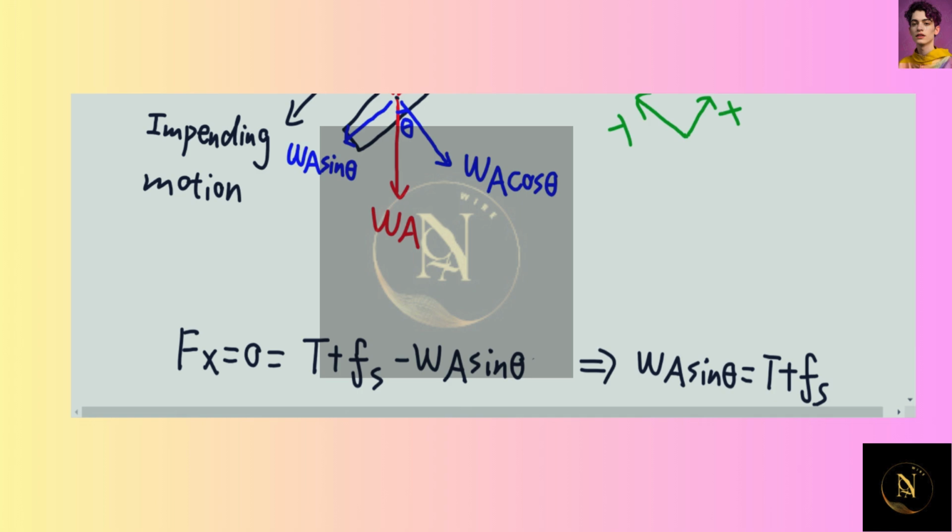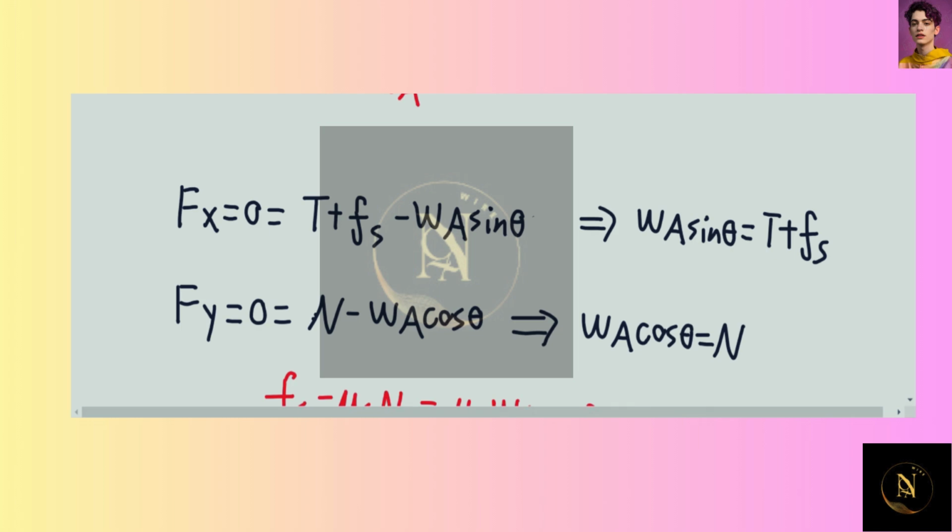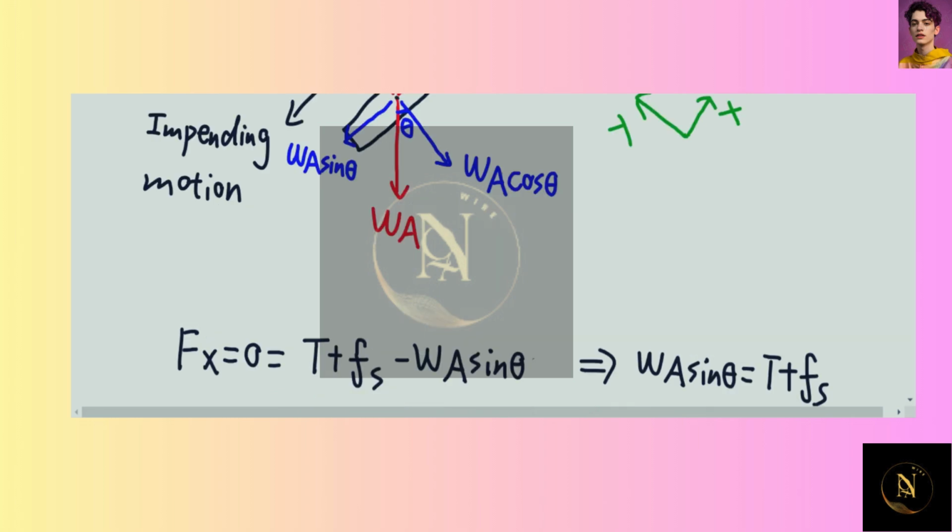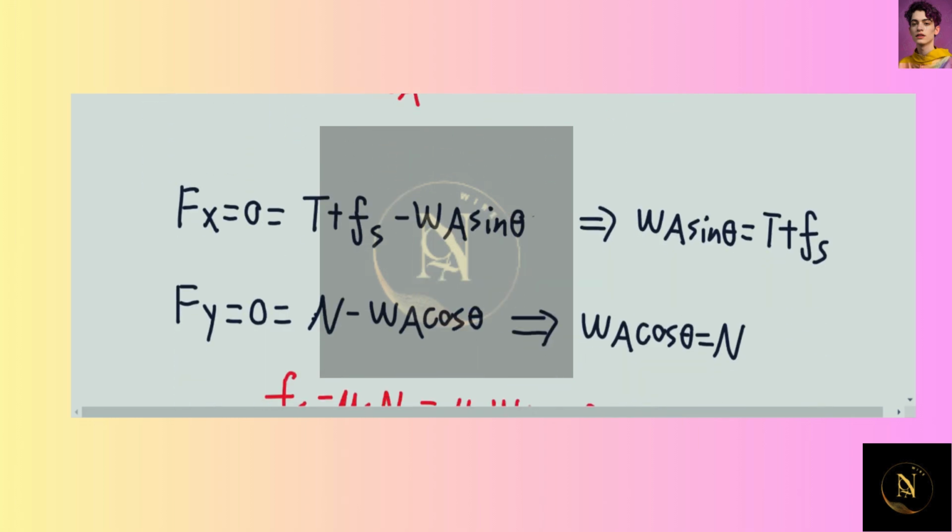Therefore the net force along the x direction should be equal to 0. So we have T plus Fs minus WA sine theta equals 0, so WA sine theta is equal to T plus Fs. Along the y direction, the net force is also equal to 0, so we have the normal force N minus WA cosine theta equals 0, so WA cosine theta is equal to N.